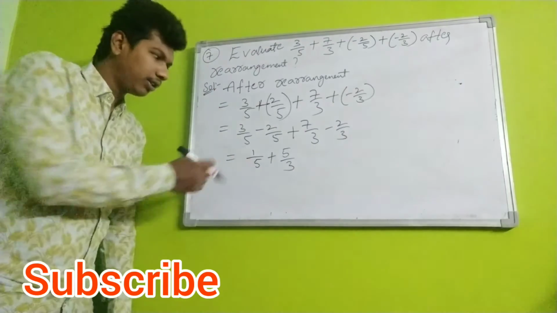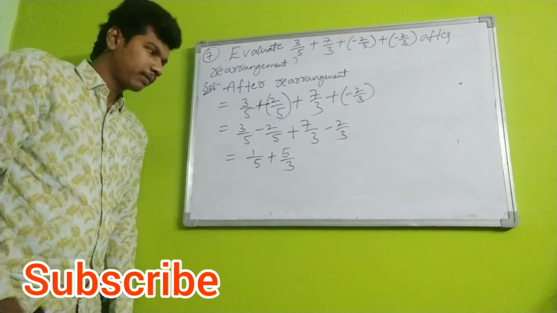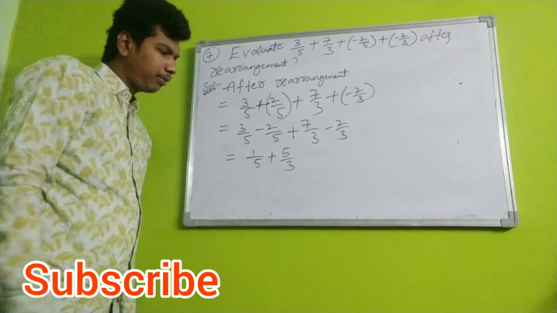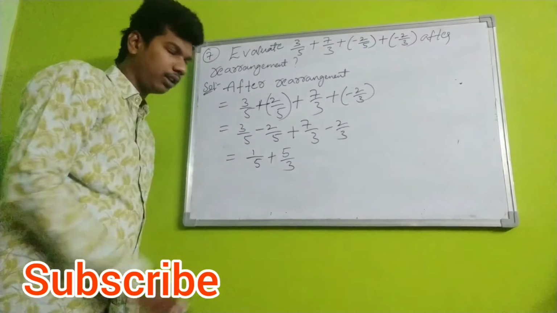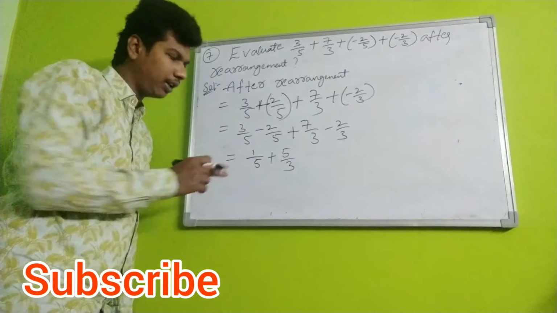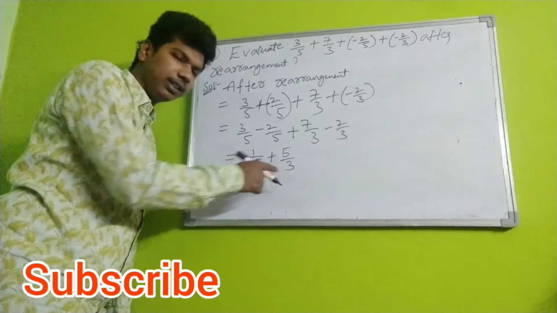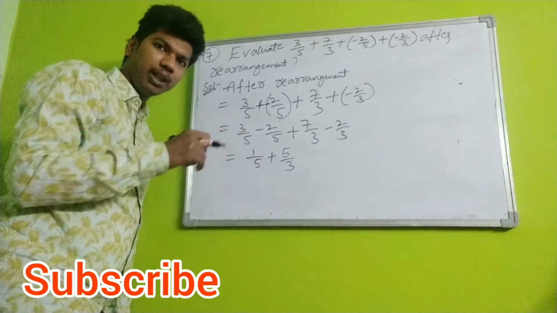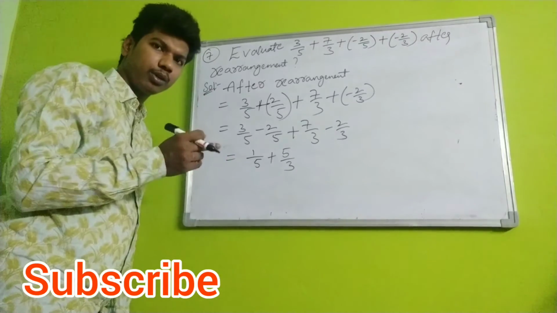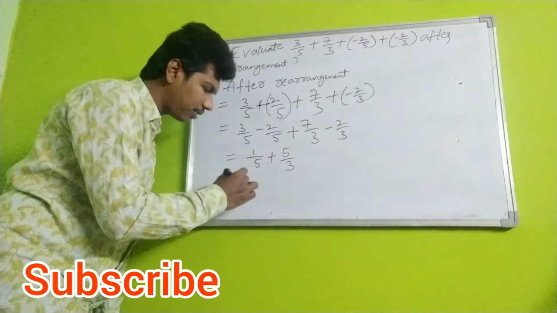Now here the first fractional part is 1 by 5, the first rational number. The second rational number is 5 by 3. Here 2 rational numbers are there, and both the denominator parts are different. The first denominator is 5, the second denominator is 3. Both the denominators are different. If the denominator is different, what do we have to do? Simple. That is cross multiplication.